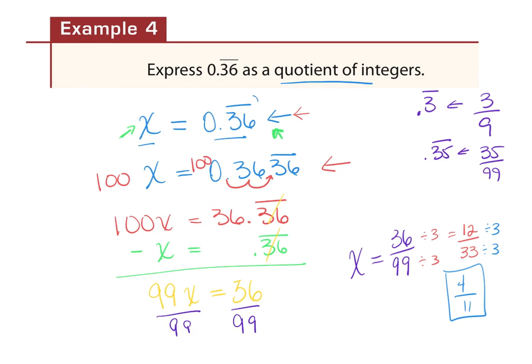That is how you would write this repeating decimal as a fraction. Every repeating decimal can be written as a fraction, which is why they are rational numbers, not irrational. Okay, they can be written as a fraction. Questions on that one? All right.